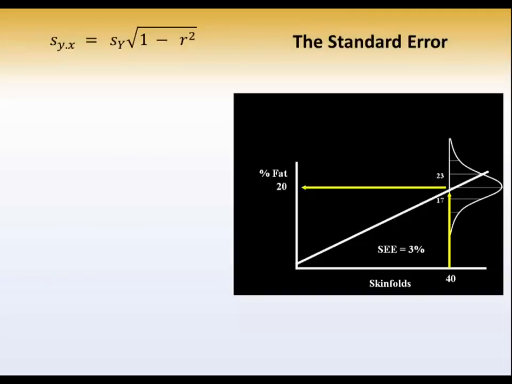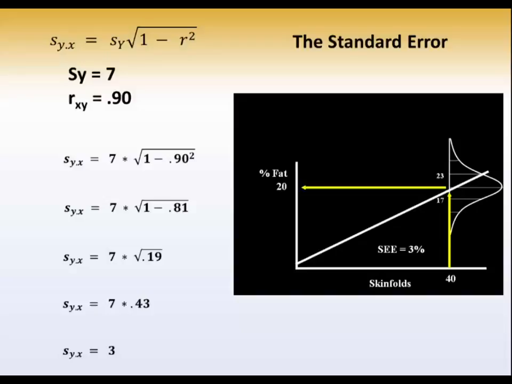So for example, s_y.x, the standard deviation of y for a given x, is equal to the standard deviation of y times the square root of 1 minus the coefficient of determination. If the standard deviation is 7 and the correlation is 0.9, notice as we substitute into the equation, we get the standard error of estimate to be 3% fat.